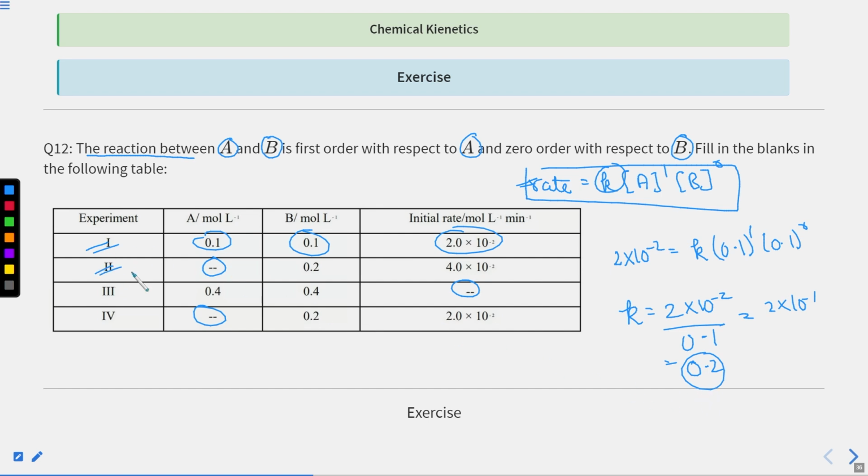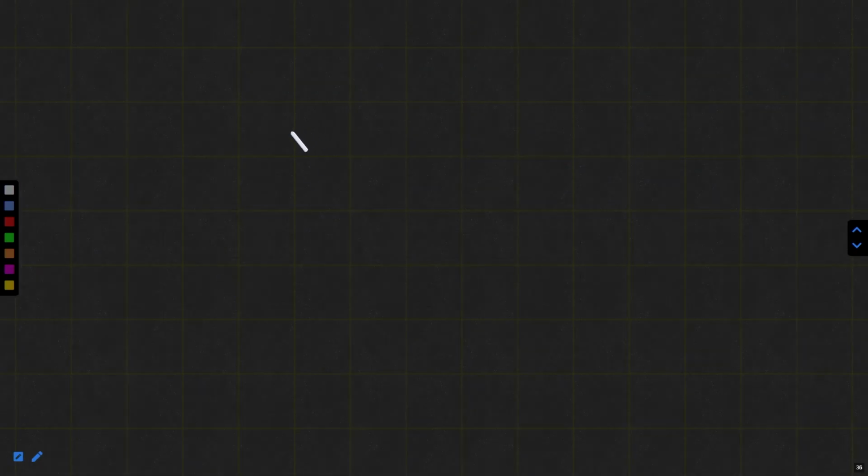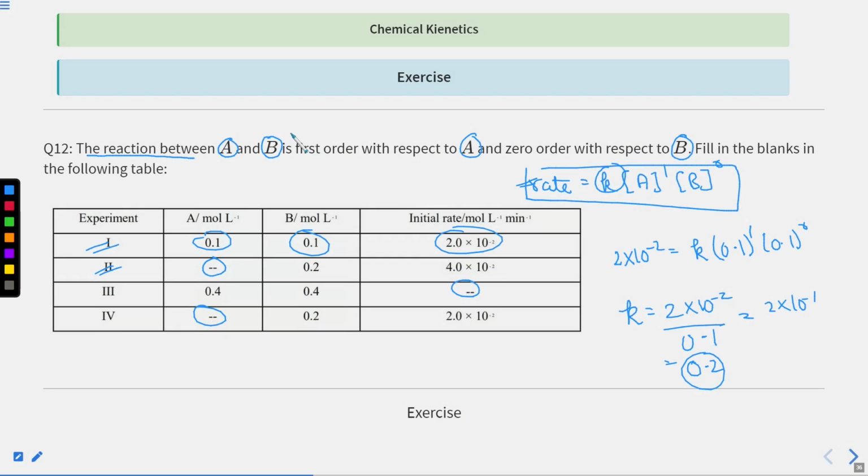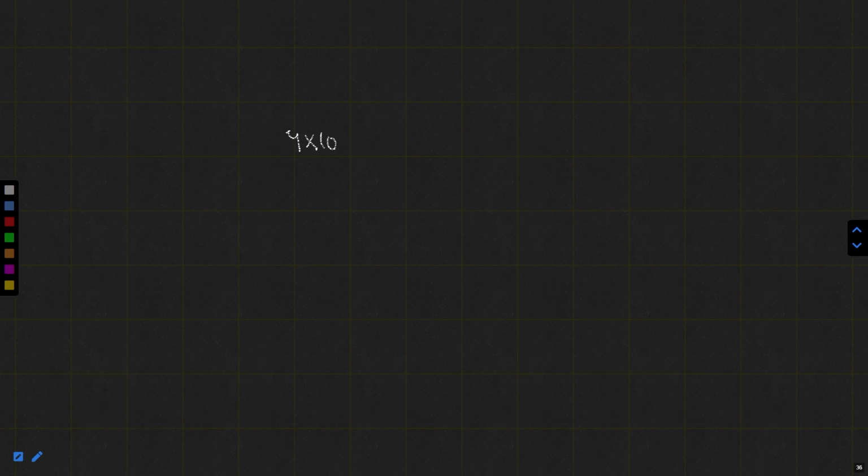Now for the second set of experiment we have to find the concentration of A. So how will we find it? The rate is given as 4 into 10 to the power minus 2. K we have found out, it is 0.2.